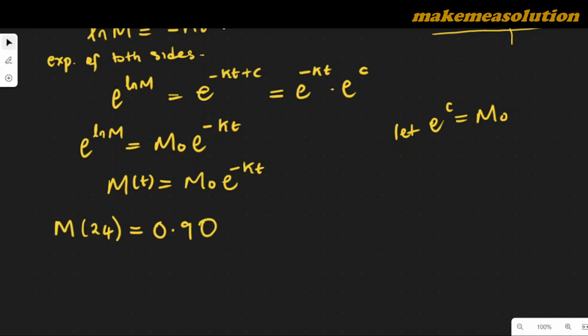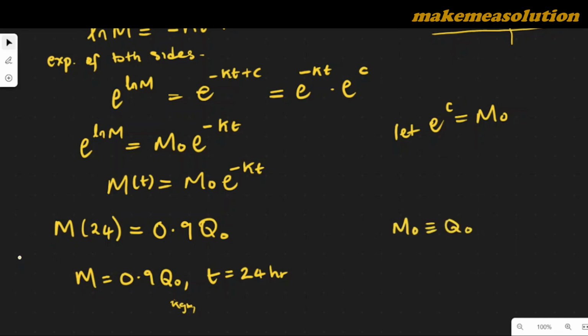0.9 q naught. So this means that m is equal to 0.9 q naught when t is equal to 24 hours. So this is 0.4 q naught, let me say kilograms or units of mass, and so on and so forth. And take note that our m naught is exactly q naught, according to the initial conditions given to us.